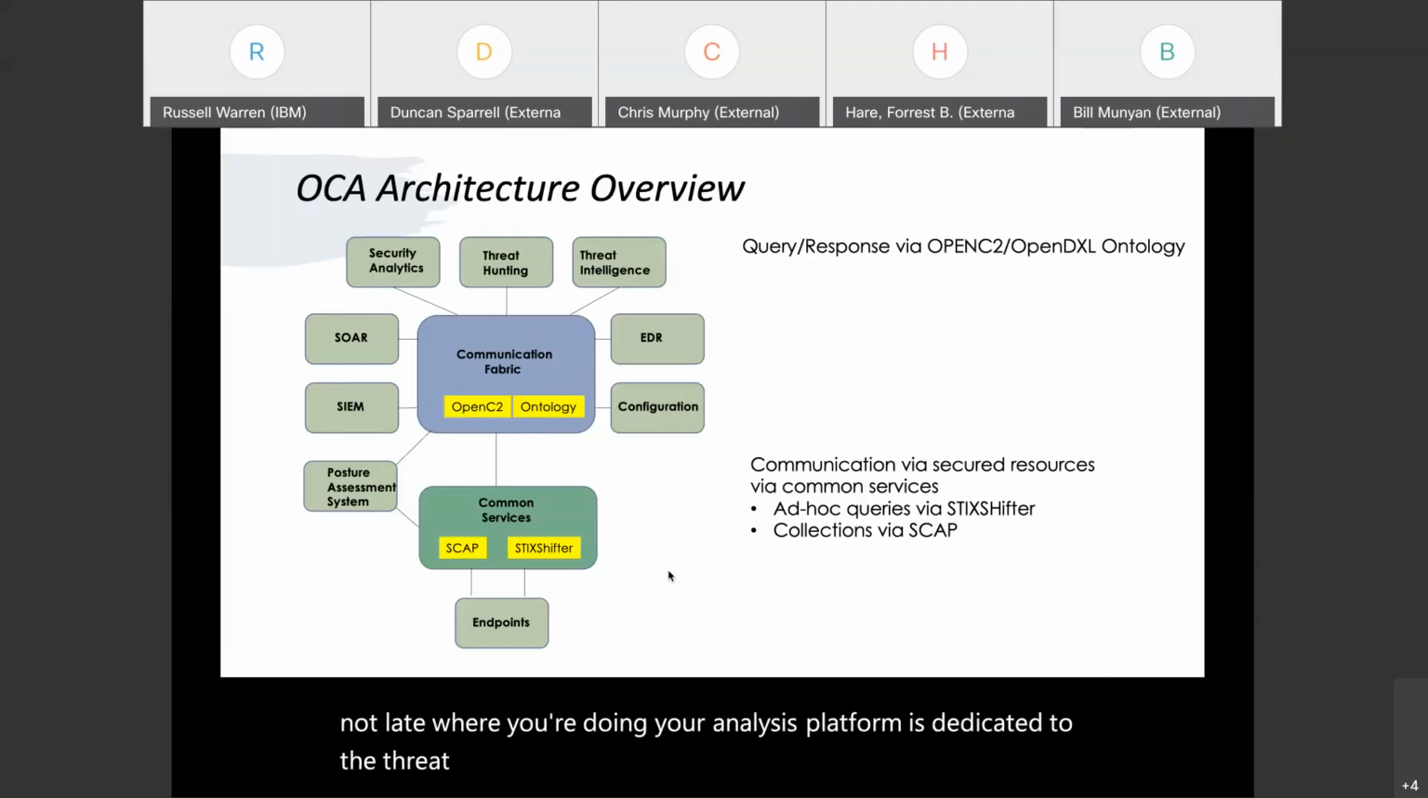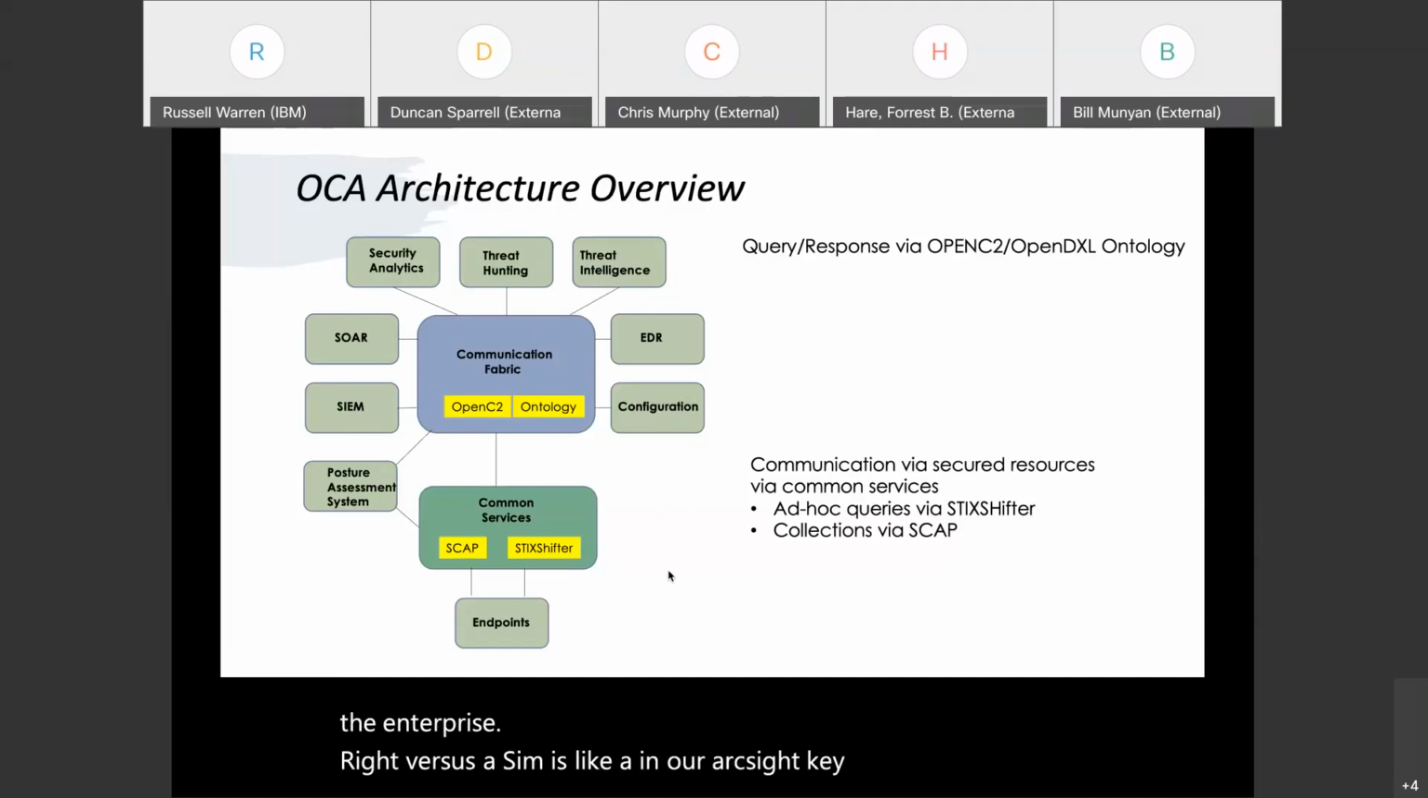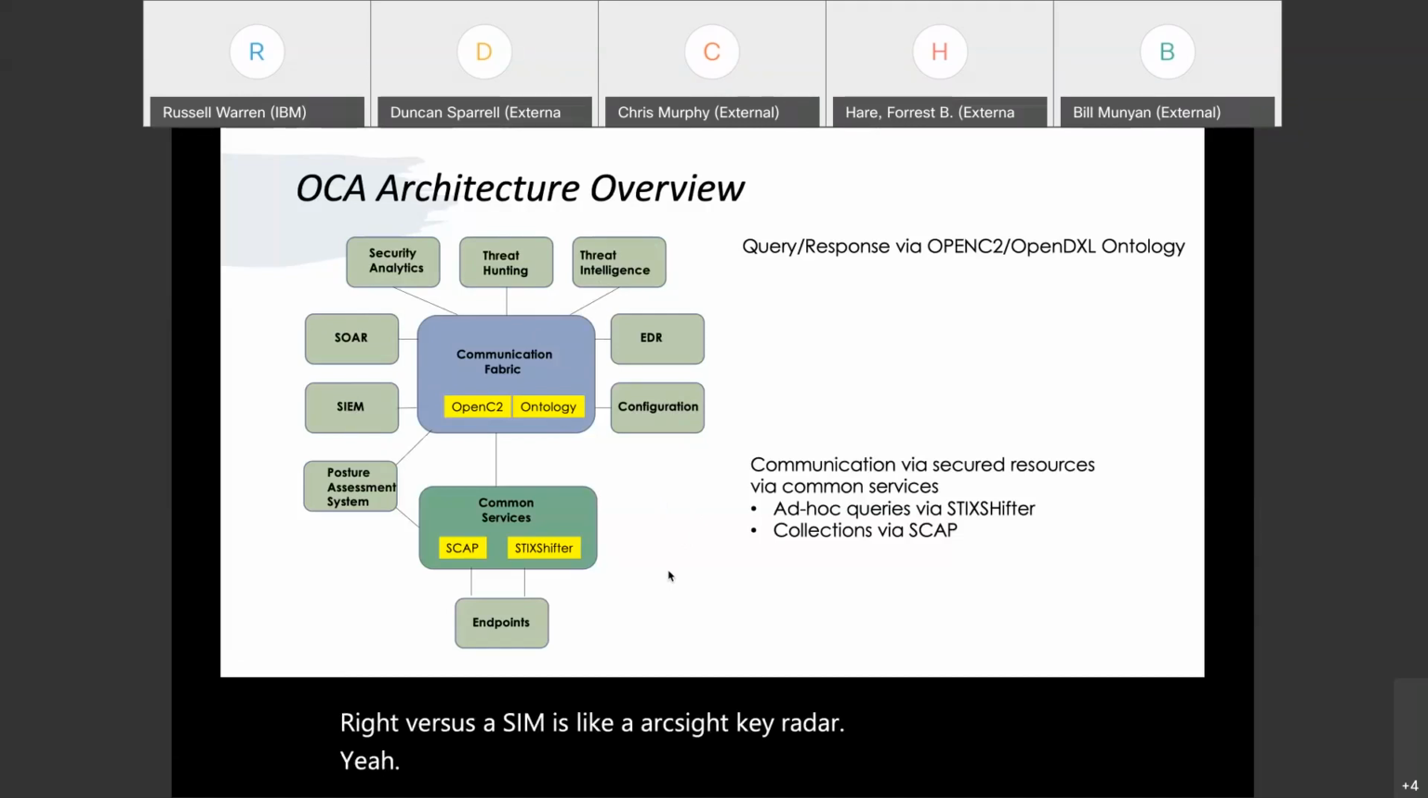Your SIEM is your management. You're managing the enterprise. Right. Versus a SIM is like ArcSight, QRadar. Splunk, yeah. And the SOAR is like different systems create different data, as opposed to both other systems and to humans, and those are the lines we have to have on our architecture charts.